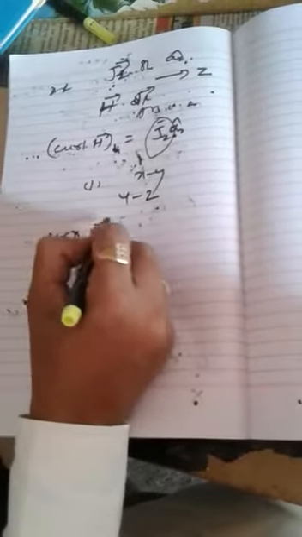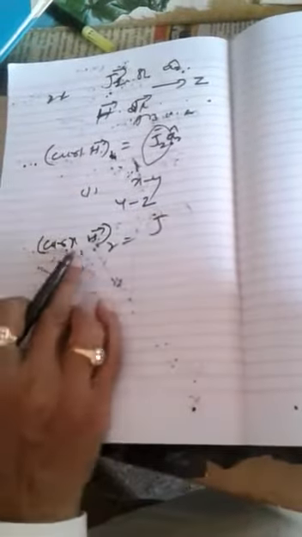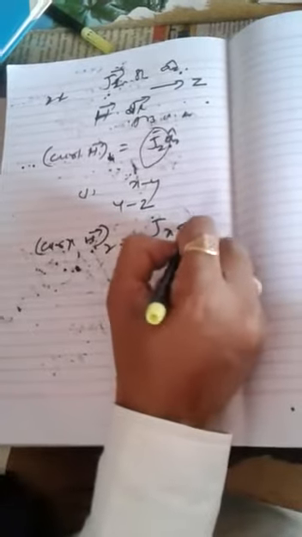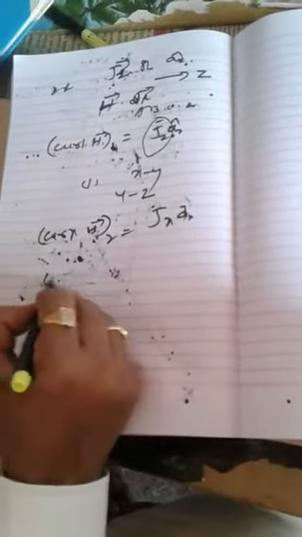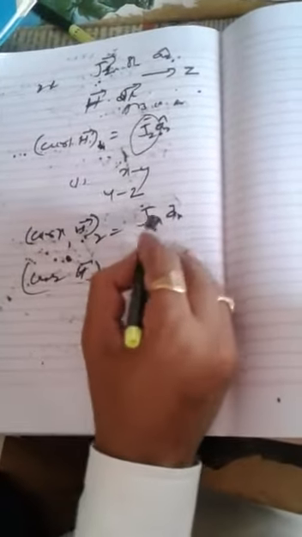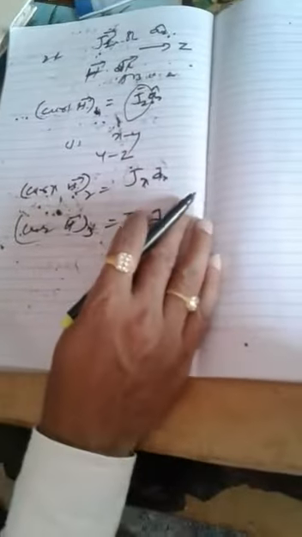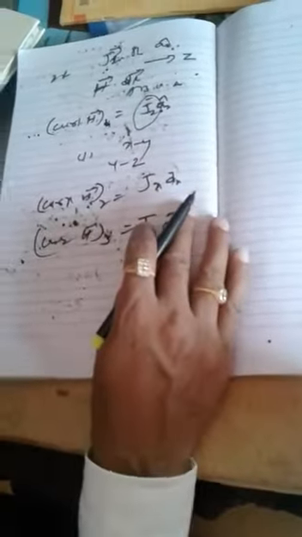Similarly, curl of H2 in the yz plane is equal to Jx into ax. And then curl of another one, H3, is equal to Jx into ax plus Jy into ay. So these are the curl directions in the planes of x, y, z.